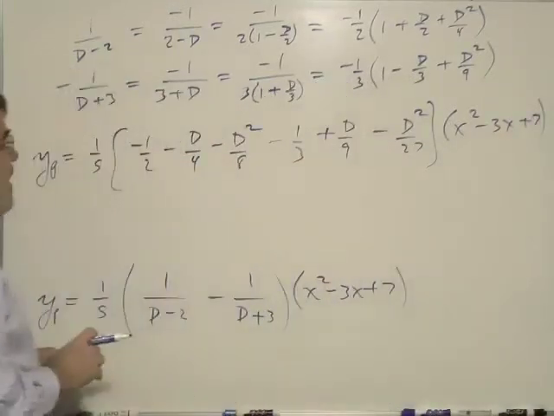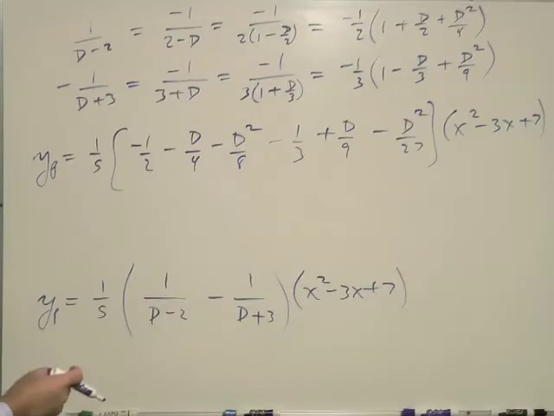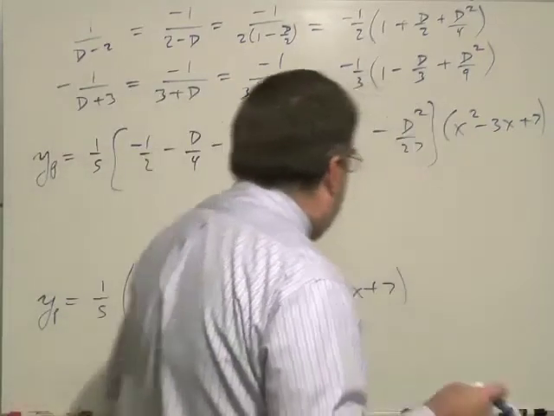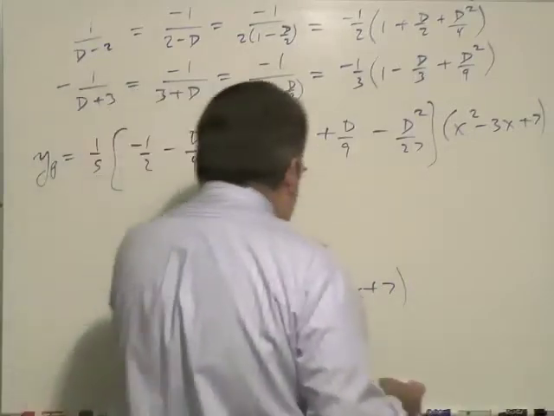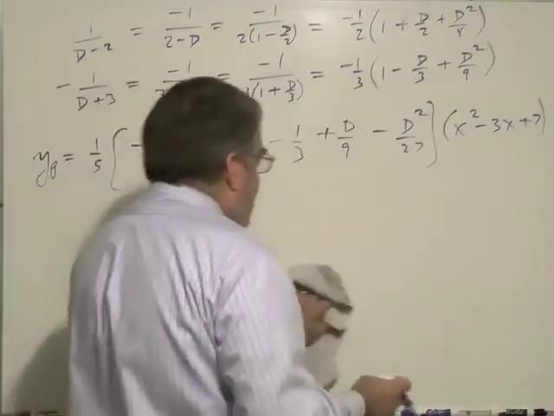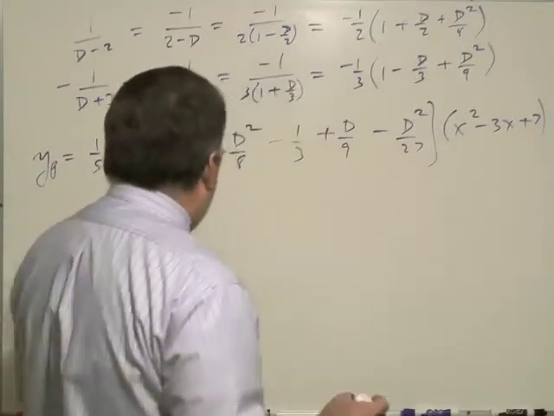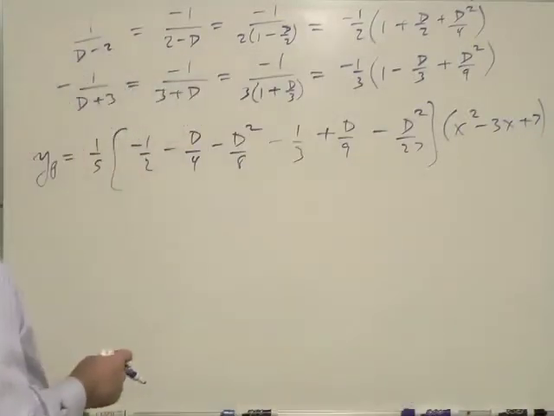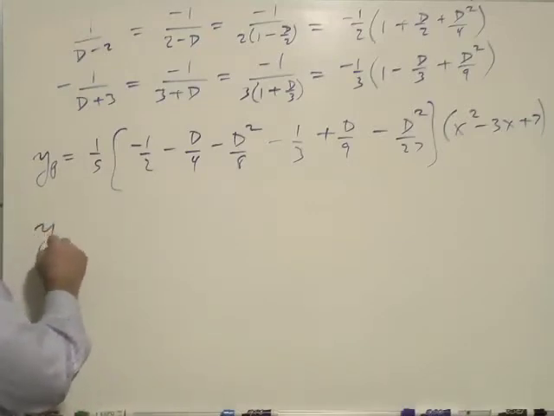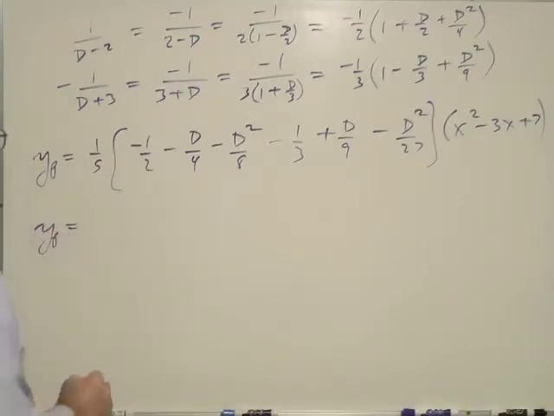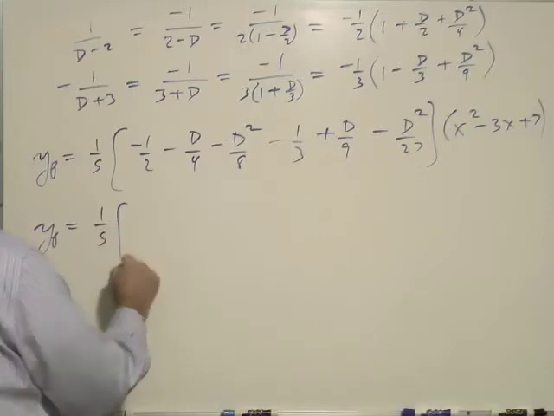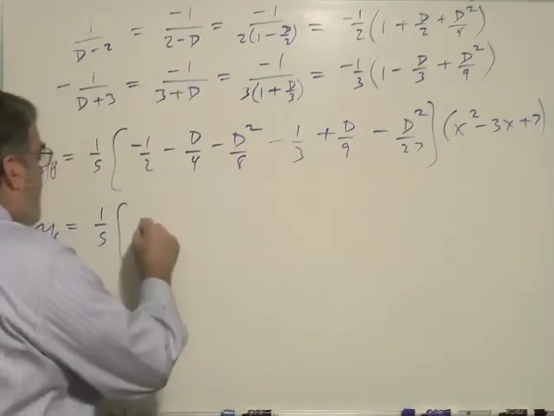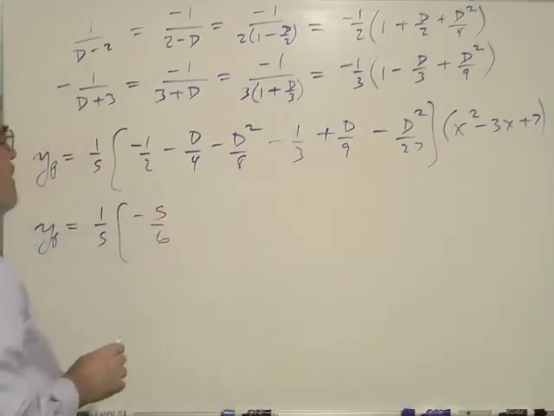So there's our y particular. And I think, let's go ahead and combine all these terms before we go farther. So I sure hope all this is right. This is actually my second time doing this particular video. The first time I screwed up so bad, I decided I'll just redo it. So y particular, 1/5, all right, so let's see, minus 1/2 minus 1/3 is minus 5/6.